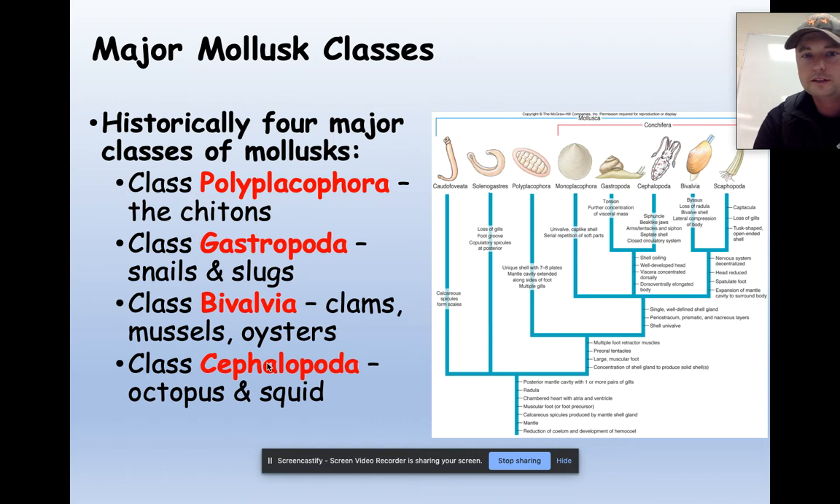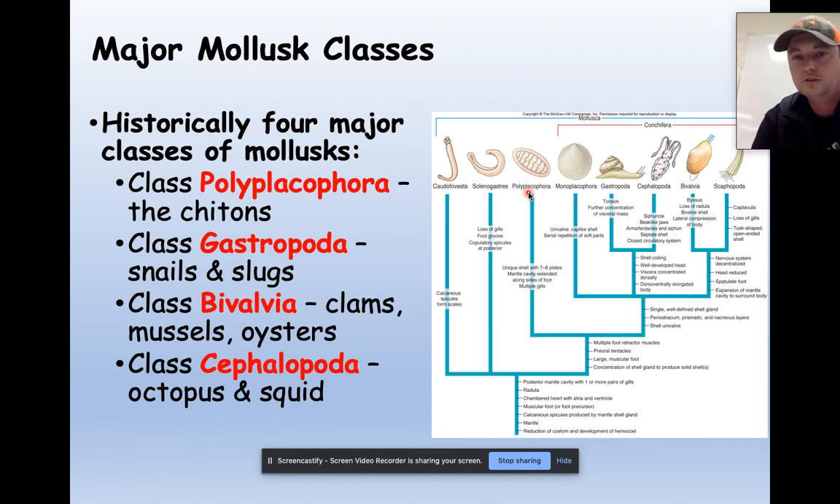Historically, at least in my training, we've really focused on four major classes of mollusks. After some research and digging, there are actually more classes of mollusks, as recent phylogenetic evidence has come to pass through DNA testing. As you can see here, some very early ones look more like worms, like their ancestral kin, the annelids, the segmented worms. Polyplacophora are the chitons, which you can see here.